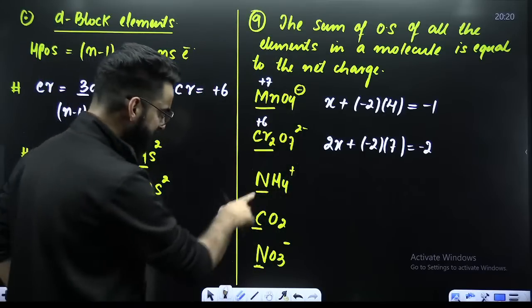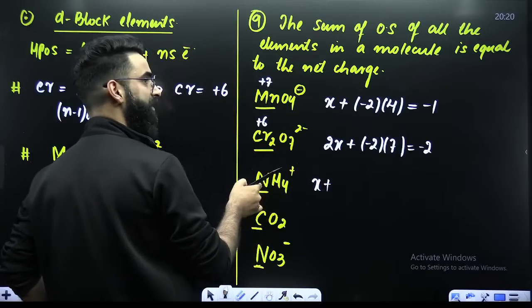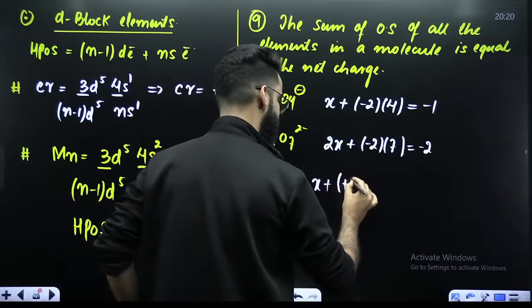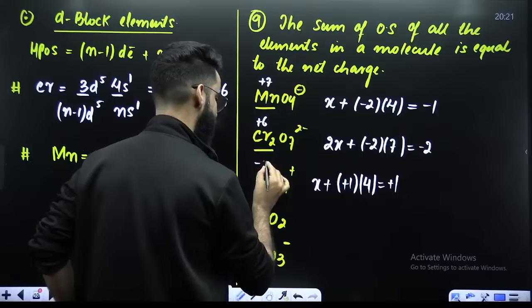Right? Look at this particular nitrogen. Let it be X. Hydrogen is attached to more electronegative element than itself. So hydrogen is going to show +1 oxidation state. How many hydrogen atoms? 4. Net charge is +1. When you solve this, X value will be -3.